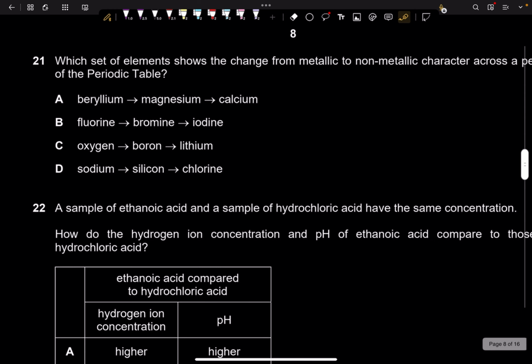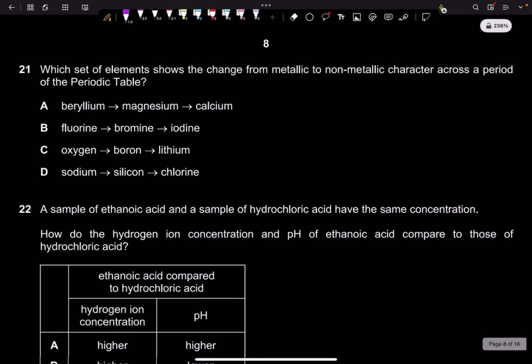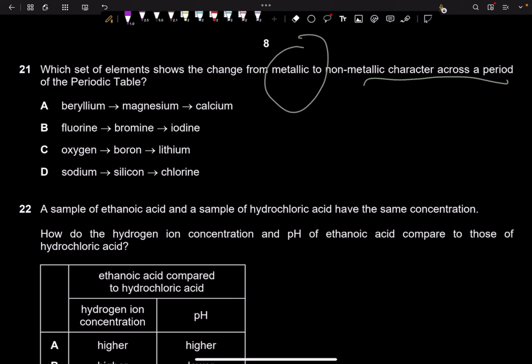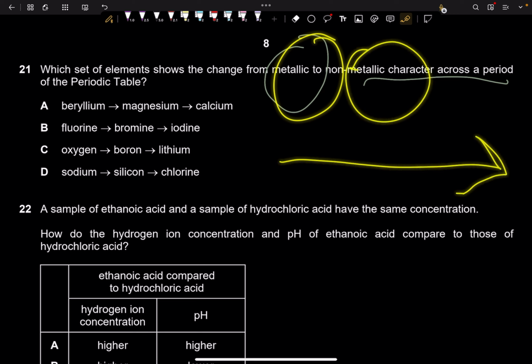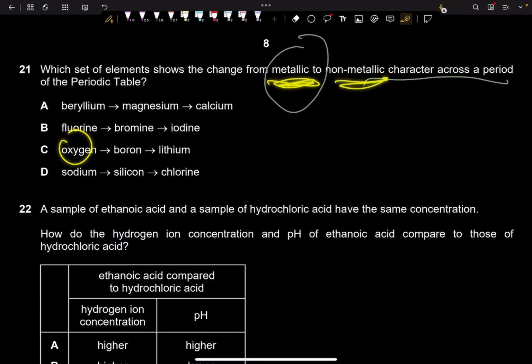Okay, let's move on. Which set of elements shows the change from metallic to non-metallic character across a period? मतलब यहाँ पे हमारे पास सोडियम हो और यहाँ पे क्लोरीन हो. अक्रॉस अ पीरियड हमें मेटालिक से नॉन मेटालिक पे जाना है. बेरिलियम, मैग्नीशियम, कैल्शियम ये तो गलत है, ये तो अक्रॉस ग्रुप है. फ्लोरीन, ब्रोमीन, आयोडीन नहीं है, पीरियड तो नहीं है. ऑक्सीजन, बोरोन, लिथियम. फ्रॉम मेटालिक टू नॉन मेटालिक, ये तो नॉन मेटालिक टू मेटालिक हो गया.